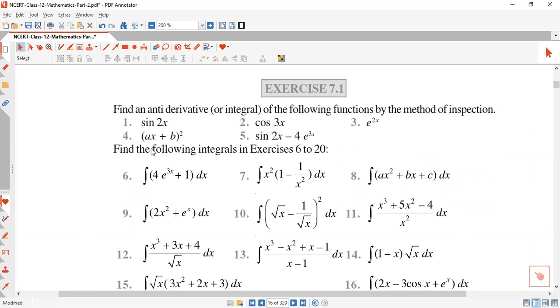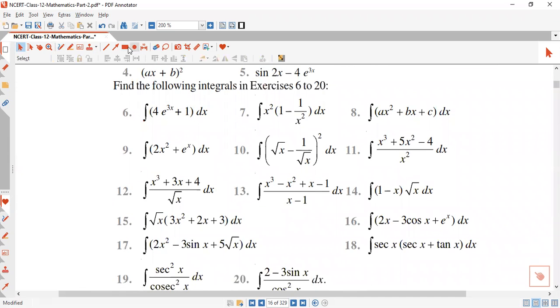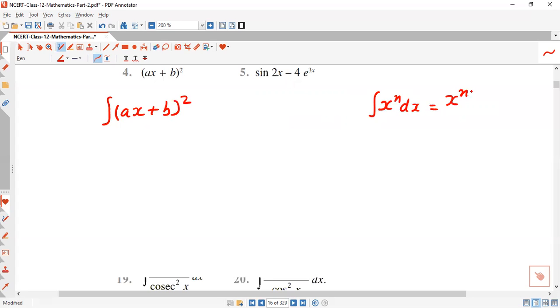Now, question number 4. We have (ax plus b) whole squared, and we want to find the integration of that, that is, the integral of (ax plus b) whole squared. We know the formula that the integral of x raised to n dx equals x raised to n plus 1 divided by n plus 1 plus some constant c.